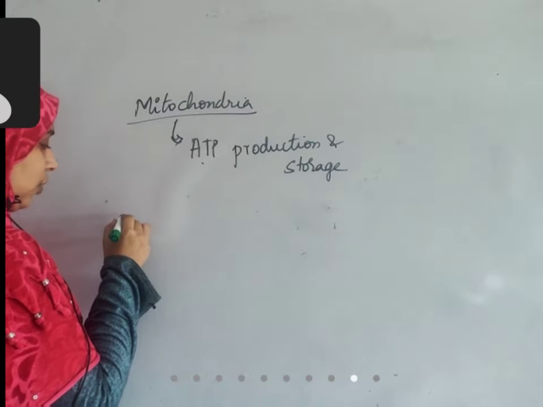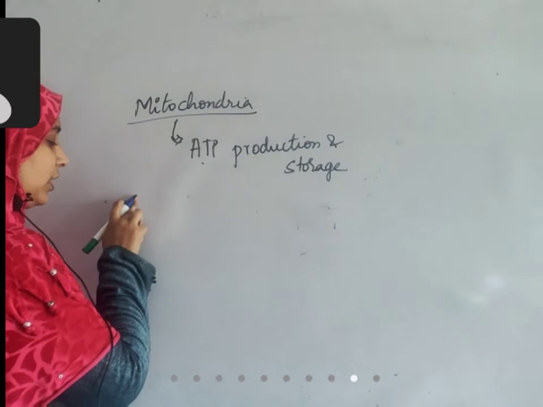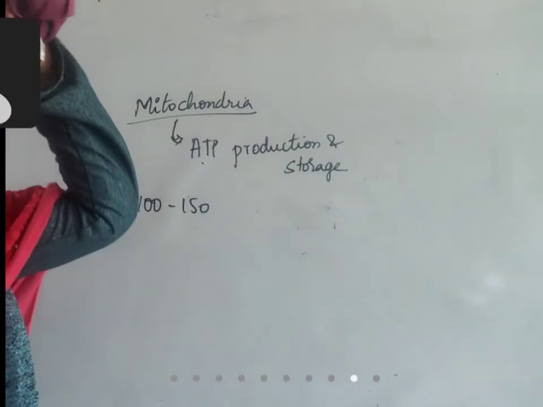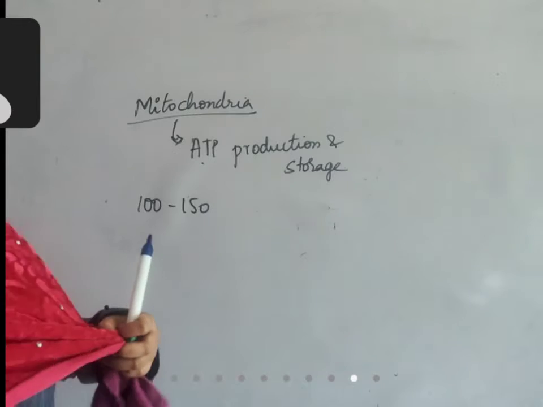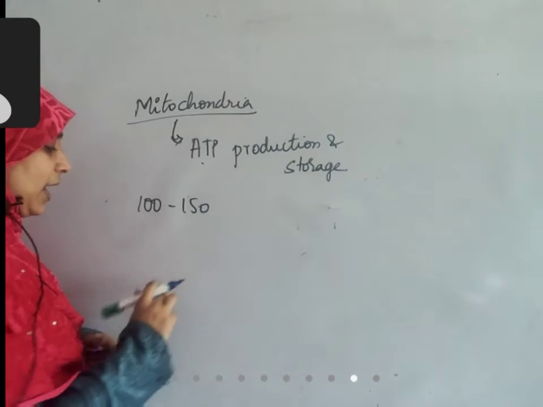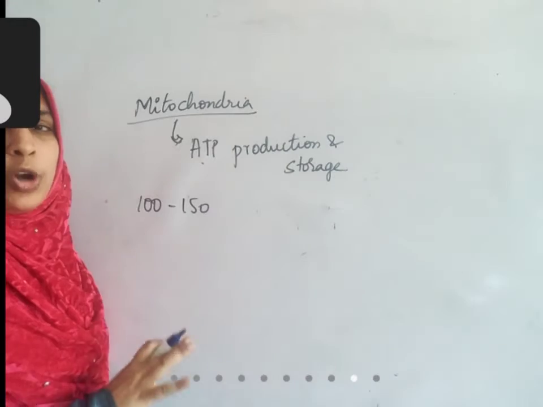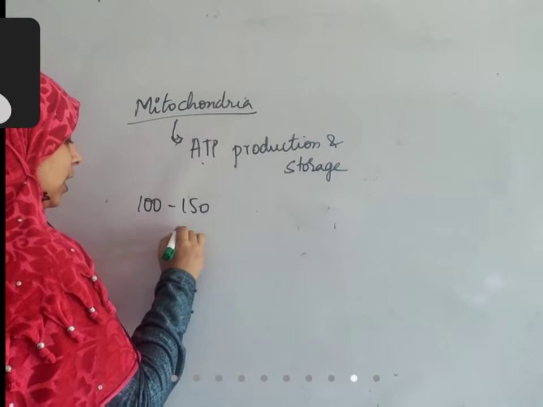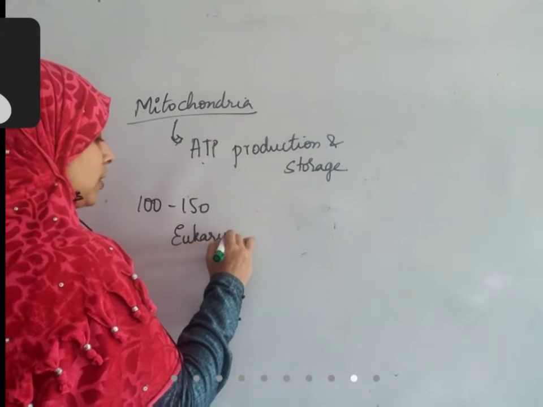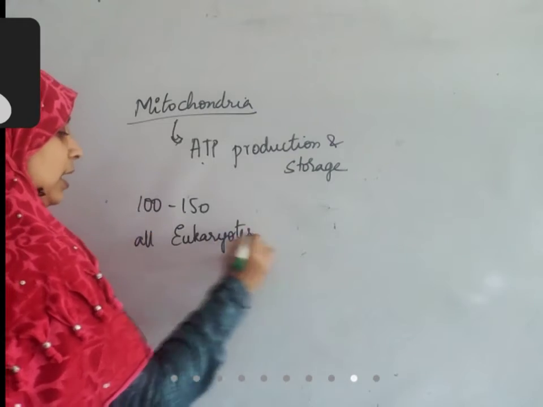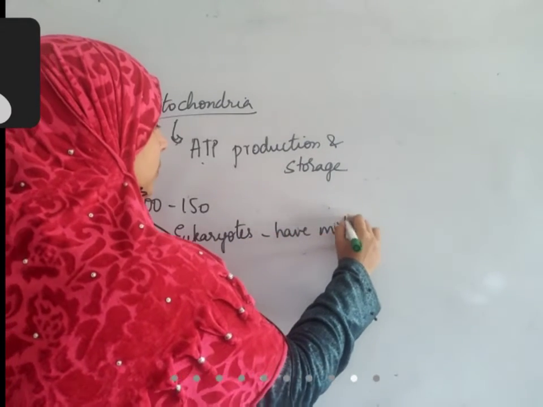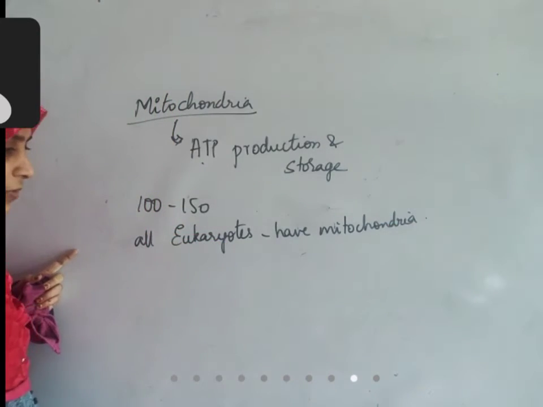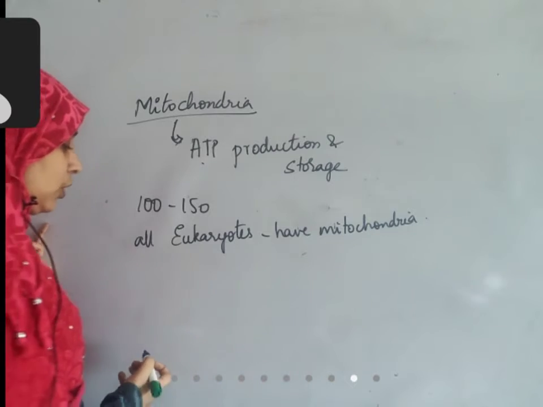Next, let us see the structure of mitochondria. How many mitochondria do you think are present in one cell? From 100 to 150 mitochondria are present in each cell. So it is one of the numerous organelles, present in all living organisms, not just plants or animals. That means all eukaryotic cells have mitochondria. In prokaryotes, it's not present. We'll discuss prokaryotes when we discuss the nucleus.